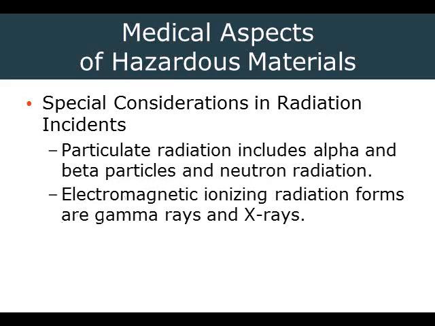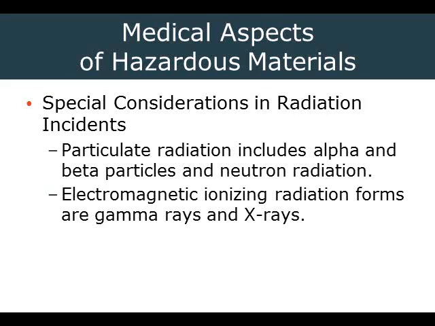Particulate radiation includes alpha and beta particles and neutron radiation. Electromagnetic ionizing radiation forms are gamma rays and X-rays. The good thing is that alpha radiation can be stopped by a piece of paper. So it's actually really low risk when we're talking about alpha radiation.